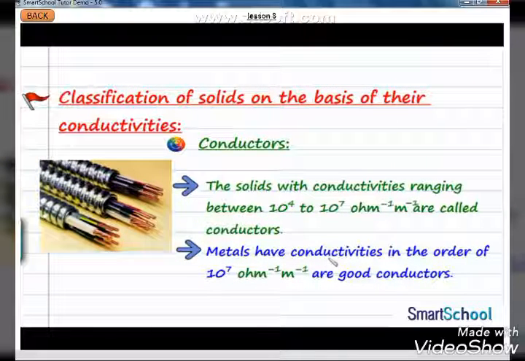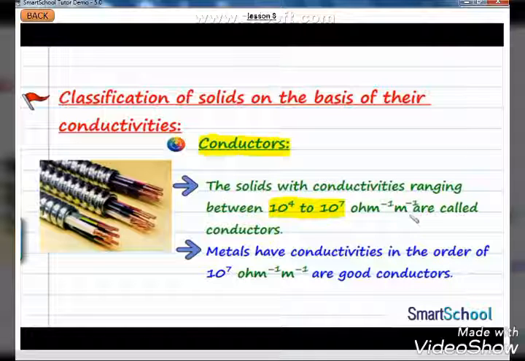Classification of solids on the basis of their conductivities. So let us learn about classification of solids on the basis of their conductivities. First type of solid on the basis of conductivity is conductors. The solids with conductivities ranging between 10 to the power 4 to 10 to the power 7 ohm minus 1 meter minus 1 are called conductors. So this is the condition for a solid to be a conductor. Its conductivity should be in the range of 10 to the power 4 to 10 to the power 7.